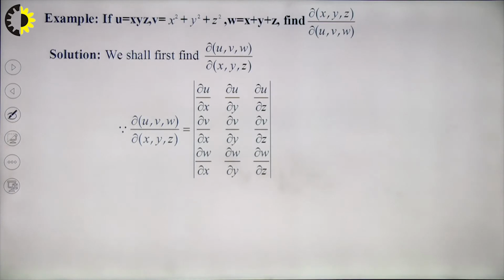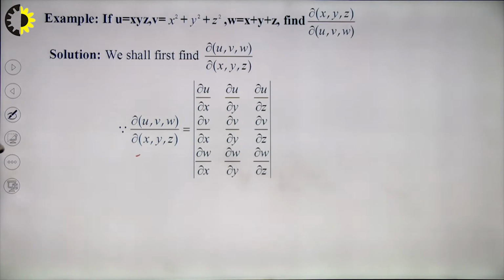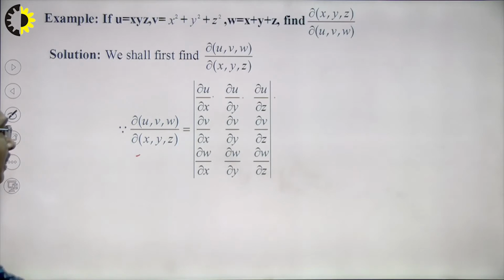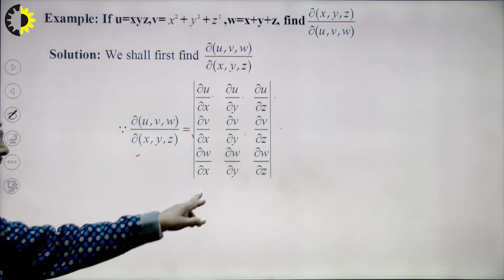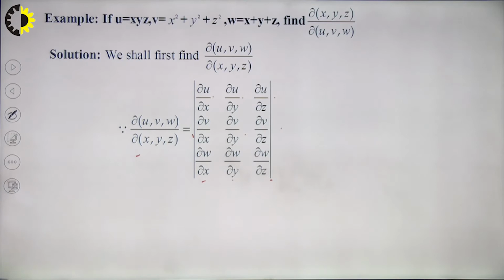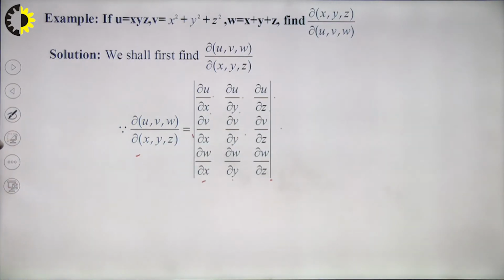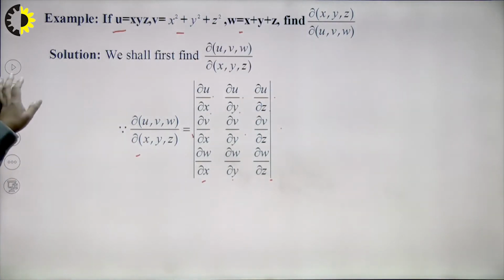We proceed. This Jacobian ∂(u,v,w)/∂(x,y,z) can be written as the determinant with rows ∂u/∂x, ∂u/∂y, ∂u/∂z; ∂v/∂x, ∂v/∂y, ∂v/∂z; and ∂w/∂x, ∂w/∂y, ∂w/∂z. This Jacobian is to be calculated, and for this I substitute these partial derivatives from the given values of u, v and w.